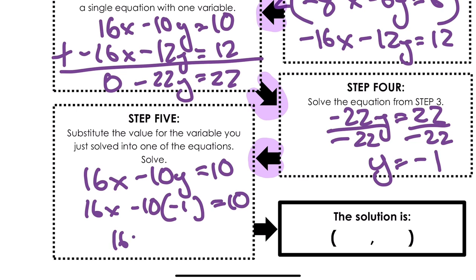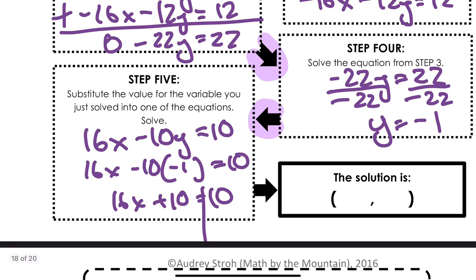So we got 16x. We have negative 10 times negative 1. That's positive 10. Let me do that. We have a minus 10 minus 10. I'm running out of space. So we got 16x equals 10 minus 10, that's 0. Then we would divide that by 16. So we have x equals 0.